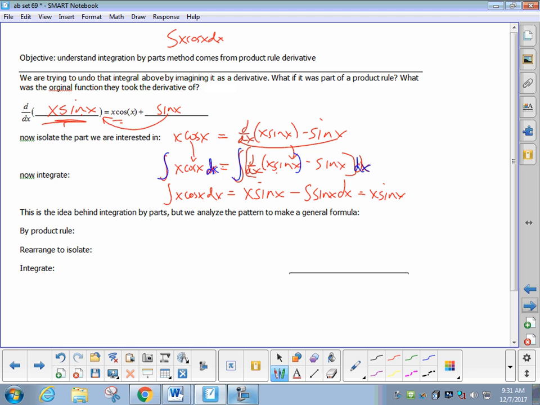X sine of x is cool. Sine of x I anti-differentiate, and I get just positive cosine of x plus a c when I integrate finally. So that's all that. Now, the antiderivative of that then is really a rearranged form of the product rule with some pieces integrated. That's the idea on integration by parts.